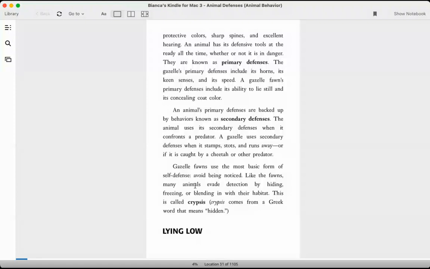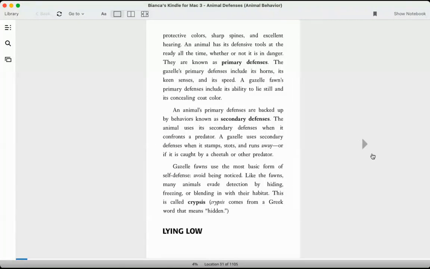Avoid being noticed. Like the fawns, many animals evade detection by hiding, freezing, or blending in with their habitat. This is called crypsis. Crypsis comes from a Greek word that means hidden. So crypsis just means hidden, like being hidden away.